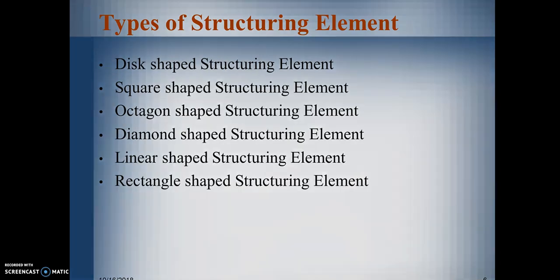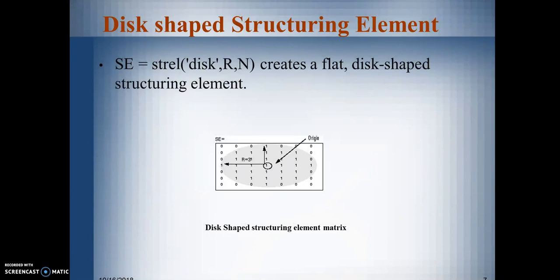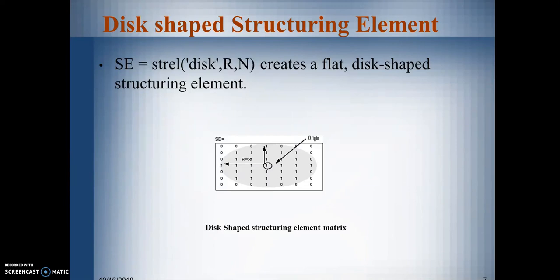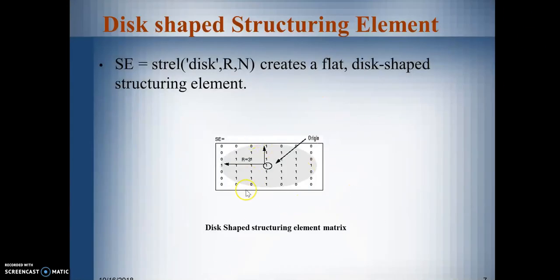For defining this structuring element in MATLAB, we have a direct command, strel, that is structuring element, within which we pass the argument whether it is a disc shape or square shaped or octagon shaped or diamond shaped. So why are these different types of shapes used? Because in an image there are many shapes available. So any one of the object or background or the target will match with these shapes of the structuring element.